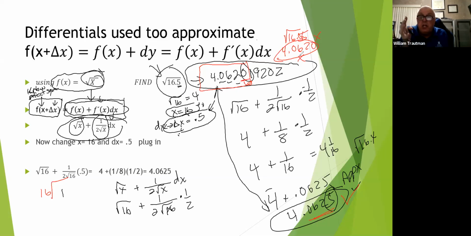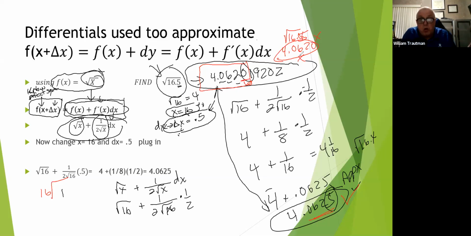In this problem, they don't want the exact answer. They want the approximation. Using differentials gives you the approximation. So many people in my classes in the past just said, screw it, I don't want to go through all this, and just typed in square root of 16.5 and typed that answer in. I think it wasn't multiple choice. I think I said type in your answer to 4 decimal places.